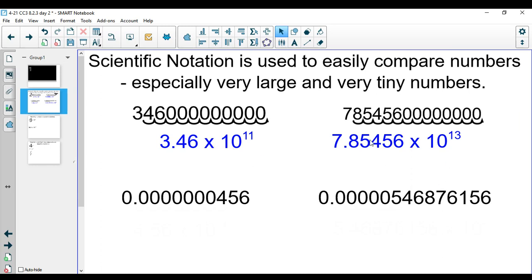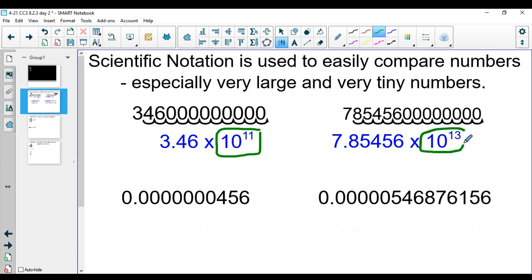When we write it in scientific notation, it's really easy to see this one is going to move over 11 places in our place value. This one's going to move over 13 places. Obviously, this is the larger number.